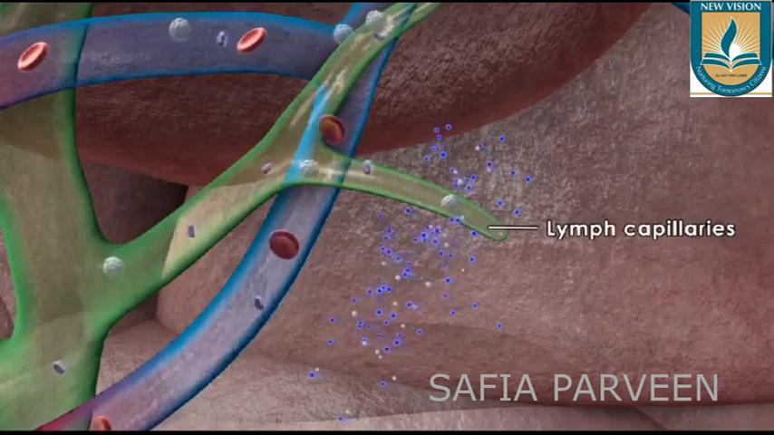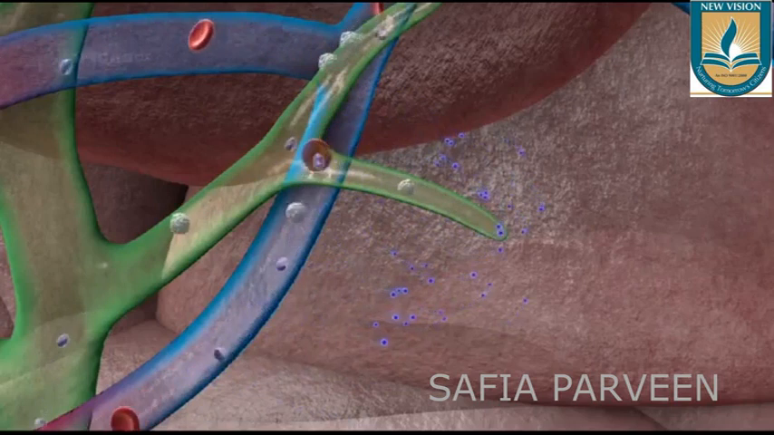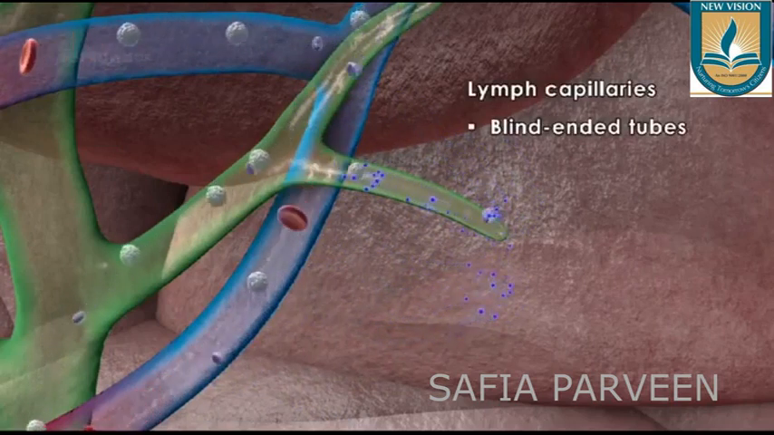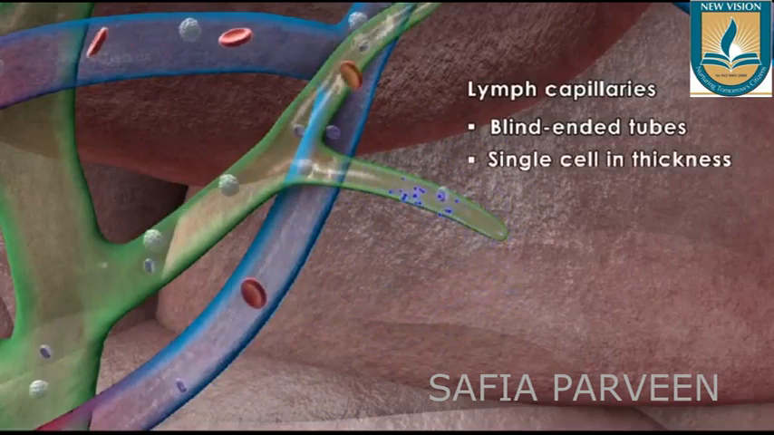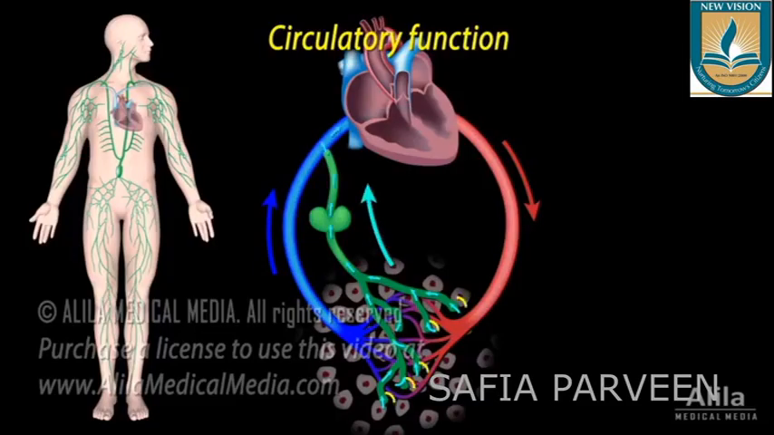This lymph returns back into lymphatic capillaries that are distributed in the tissues. Lymphatic capillaries are the blind-ended tubes. You say blind-ended tubes because it is ending abruptly. It is not having any connection to anything else.